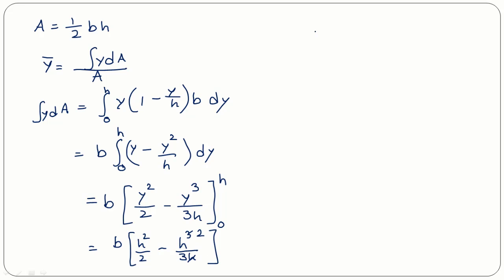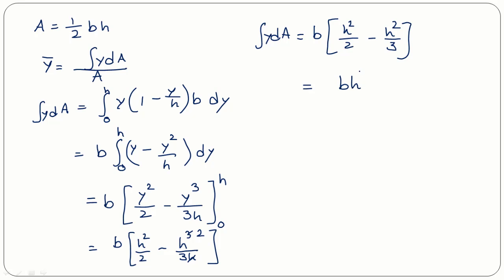So we get b into h square by 2 minus h square by 3. This is integral y dA. On doing LCM, this will be 6. So this becomes bh square by 6. So bh square by 6 is integral y dA.